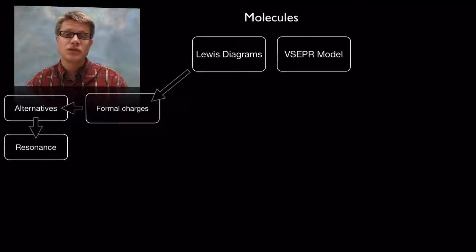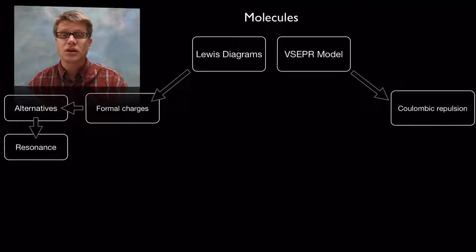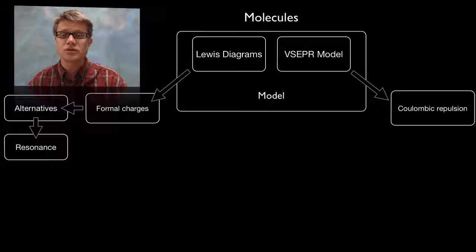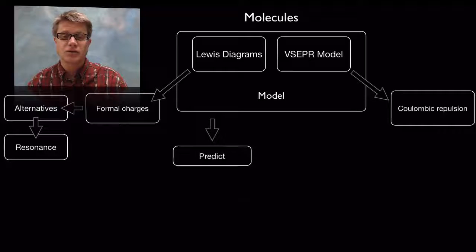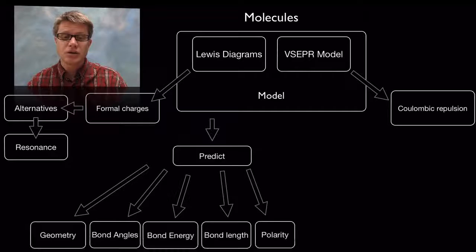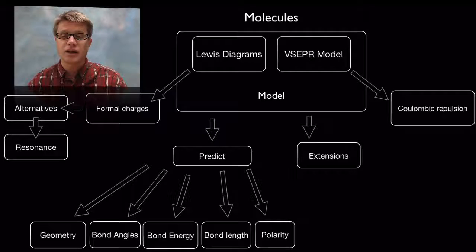Another model is to use a VSEPR model. VSEPR model is simply looking at where the pairs of electrons are, and they're going to repel each other. This is simply going to be Coulomb's law. And so based on that repulsion, we can create these three-dimensional models of what those Lewis diagrams look like. And so these two together is a pretty powerful model that you can use in chemistry. We can use that to predict geometry, bond angles, bond energy, bond length, and we can even predict polarity based on that as well.